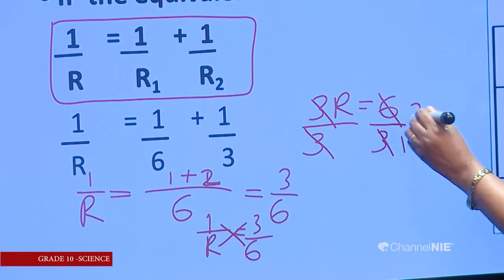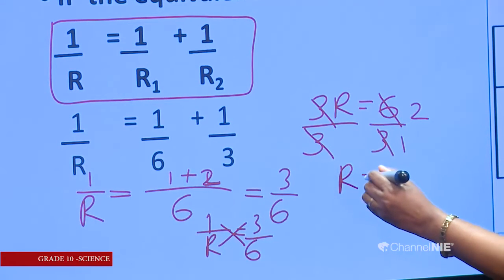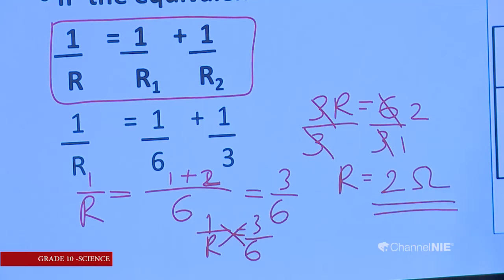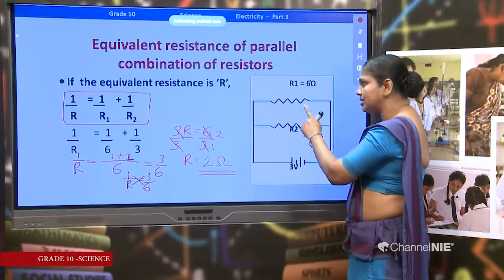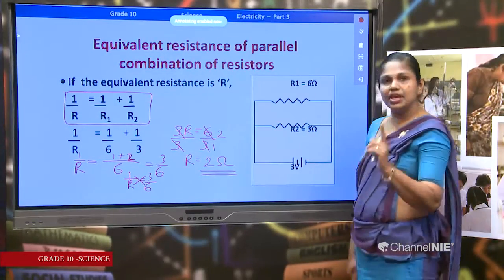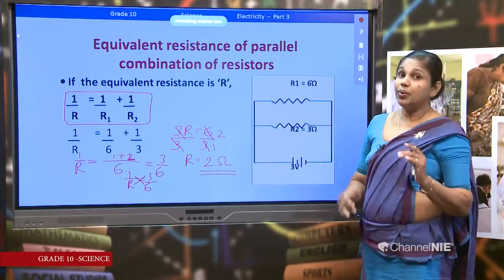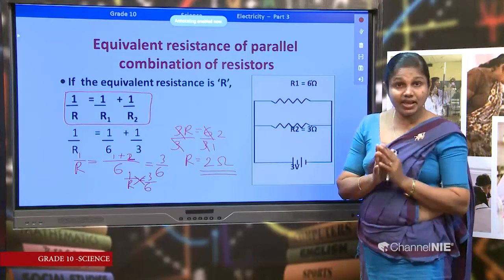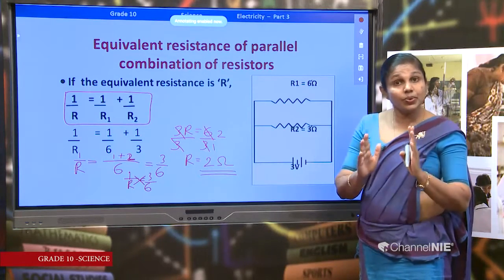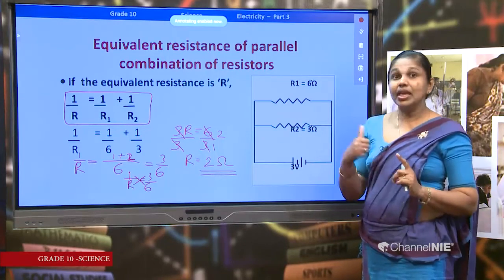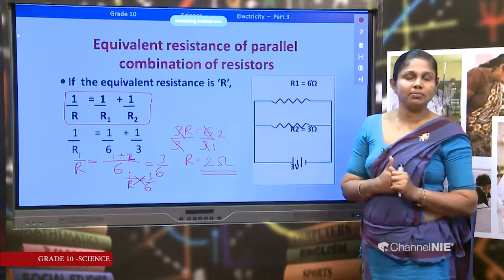R equals 2 ohm. See children, the two resistors are a 6 ohm resistor and a 3 ohm resistor. When two such resistors are connected in parallel, the equivalent has decreased. See, the equivalent is 2 ohm.